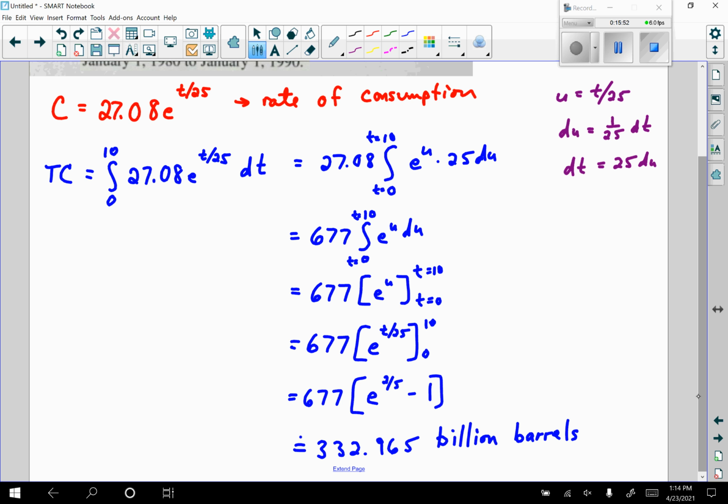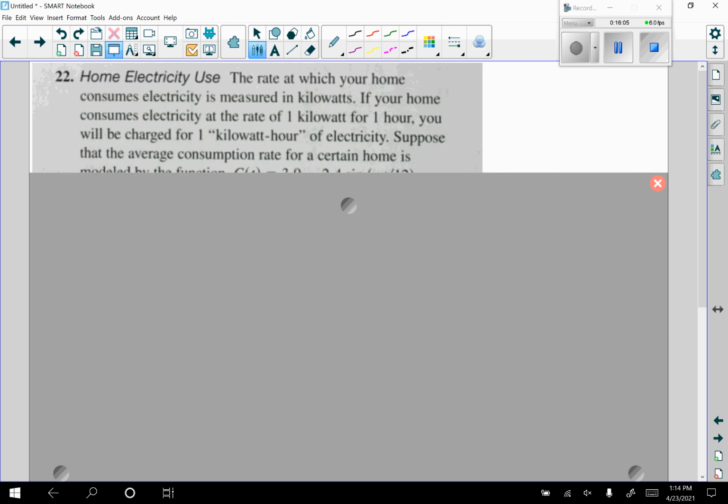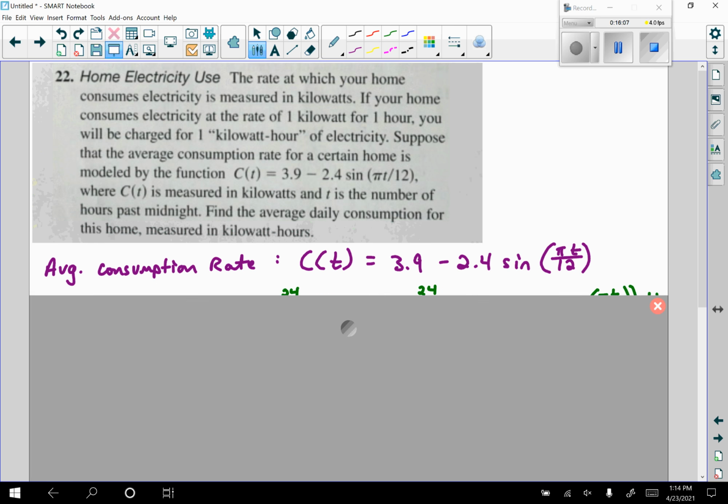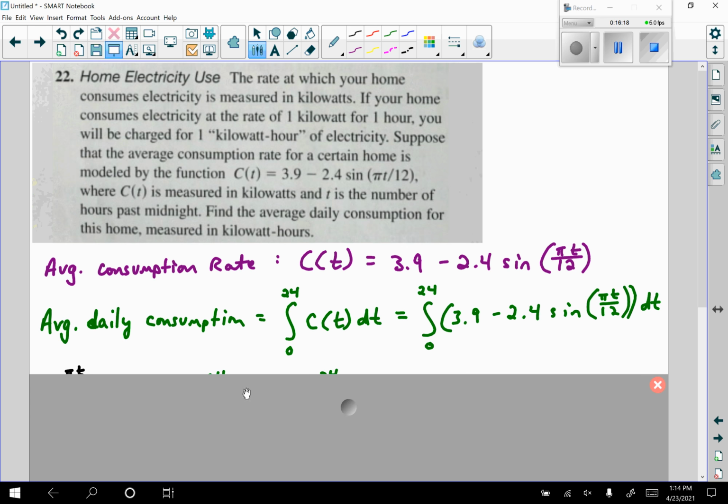And 22 is very similar. Again, I worked it out by hand just so we could get practice, especially with U substitution and some trig functions as well. Here we're dealing with home electricity use. So here it has the average consumption rate is given to us as C of t. Then the average daily consumption, notice that's not a rate there, that's just how much is being consumed daily, would be the integral from 0 to 24 hours in a day of C of t dt. So we would write this out.